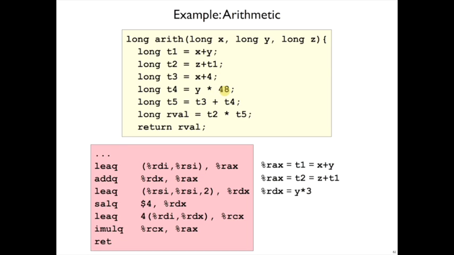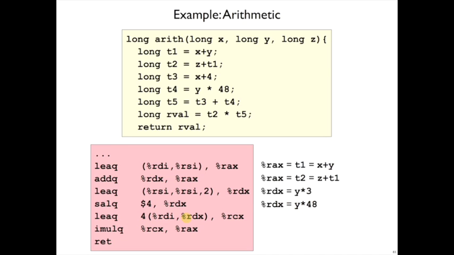But 48 is the same as 3 times 16. So what this code is doing is first multiplying by 3 and then multiplying by 16. It's multiplying 16 by doing a shift. And so that's how RDX ends up with y times 48. Again, this was y times 3. Then shifting left by 4 is the same as multiplying by 16. So we multiplied by 3 times 16 to get times 48.